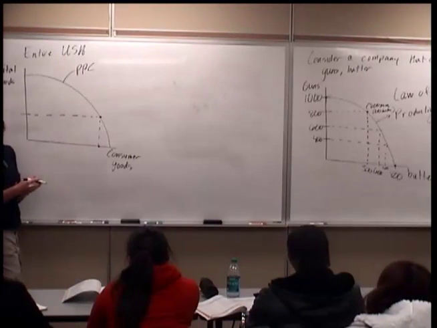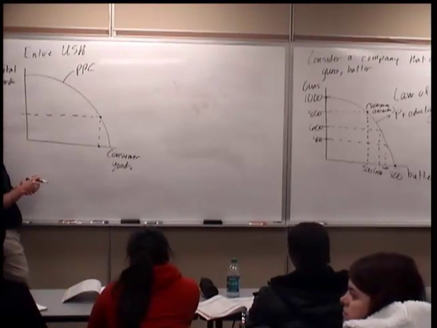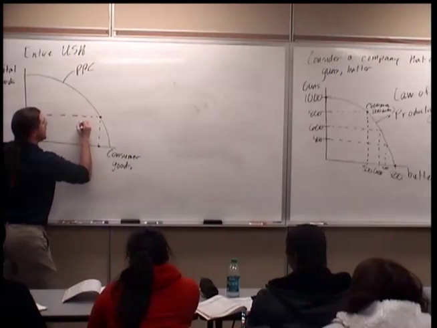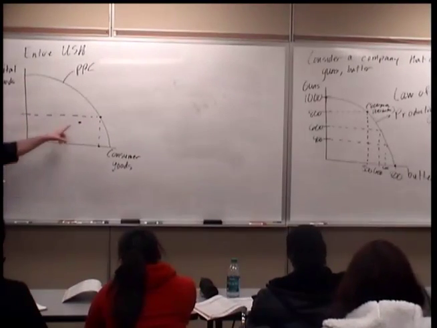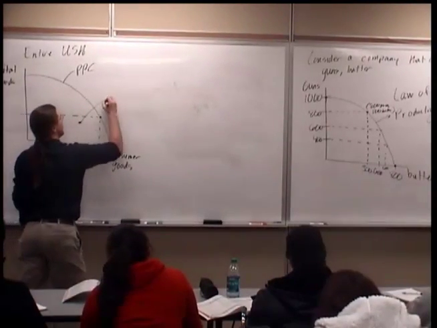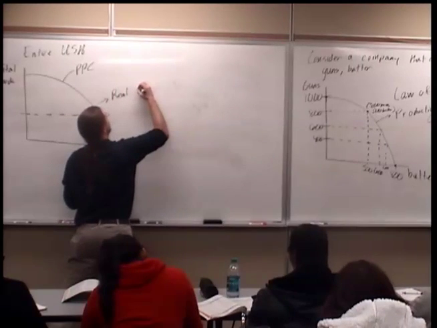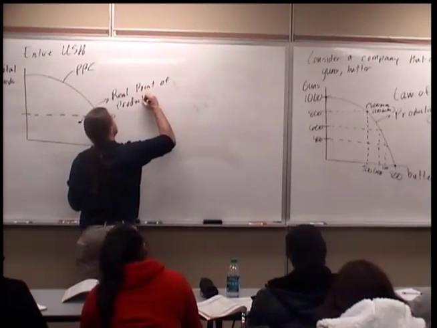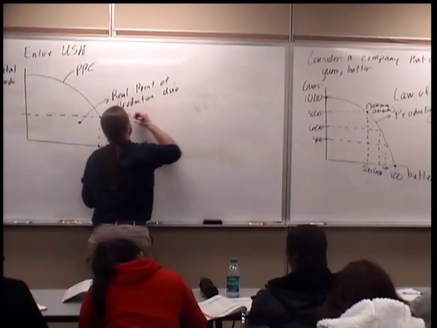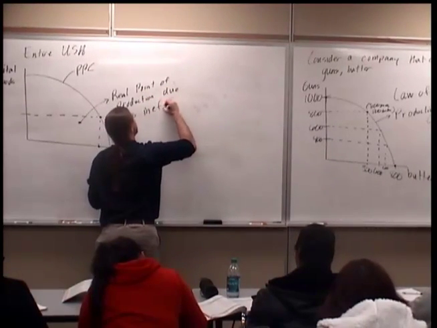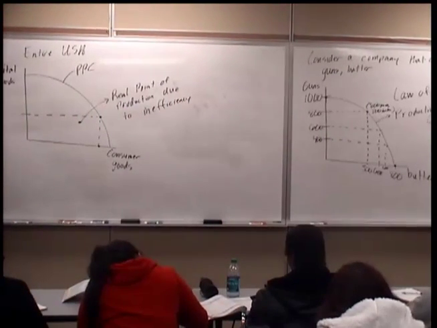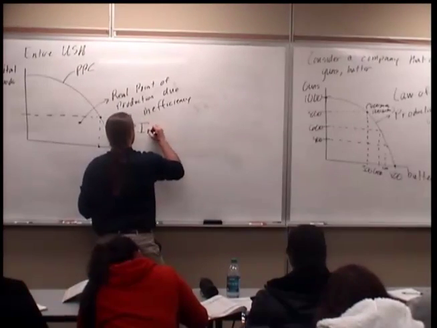Some of our land is lying fallow and not being used at all, other than to potentially clean up the air a little bit. So the idea here is that probably our real point is somewhere inside of here. Real point of production due to inefficiency. And inefficiency basically means that you're not using all of your resources. Right, so here's another definition.